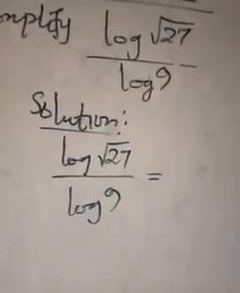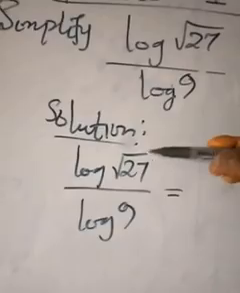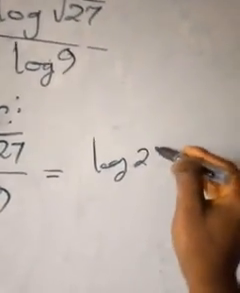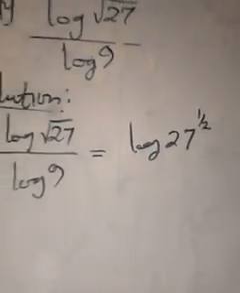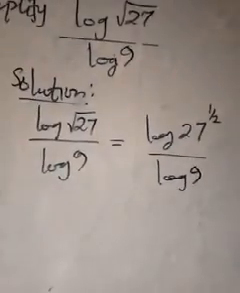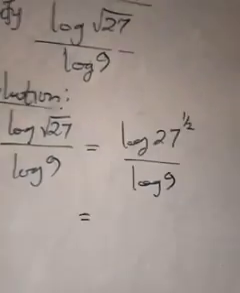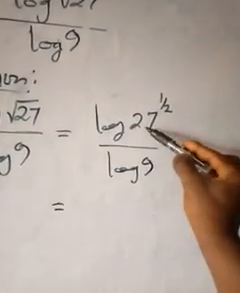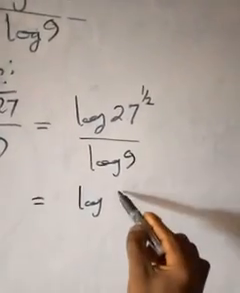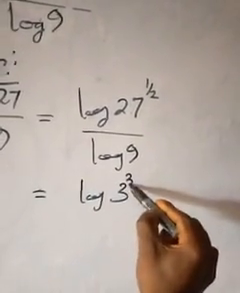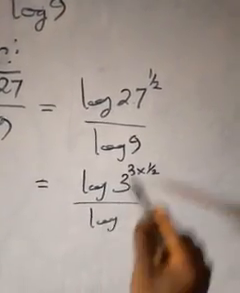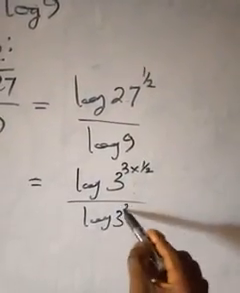Now, first of all, what we do is to change this one to 1 over 2. The square root will give us log 27 raised to the power 1 over 2. That is the expression from indices. Then divided by log 9. Now we change them to their index form, talking about the 27 and the 9. You can say log 27 can be written as 3 raised to the power 3, then multiplied by 1 over 2, divided by log 9, which can be written as 3 raised to the power 2.